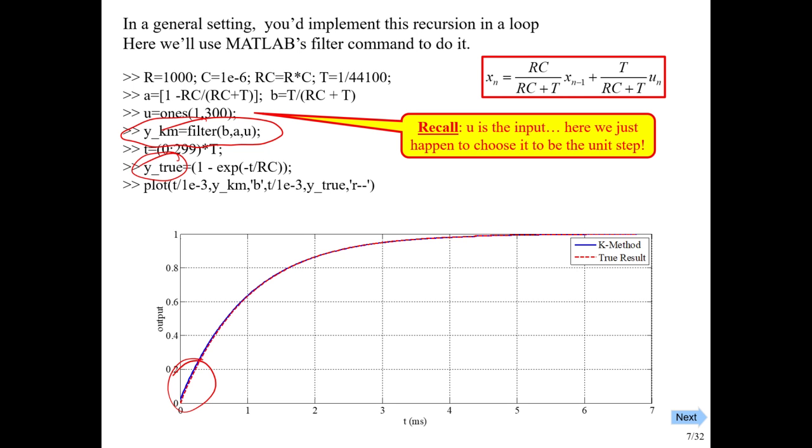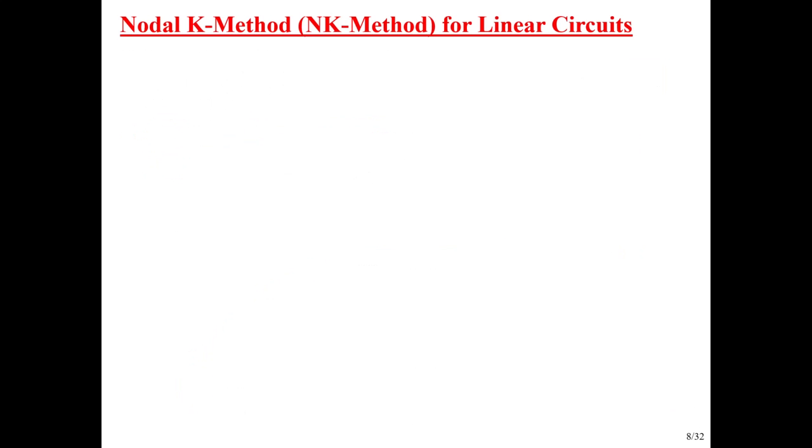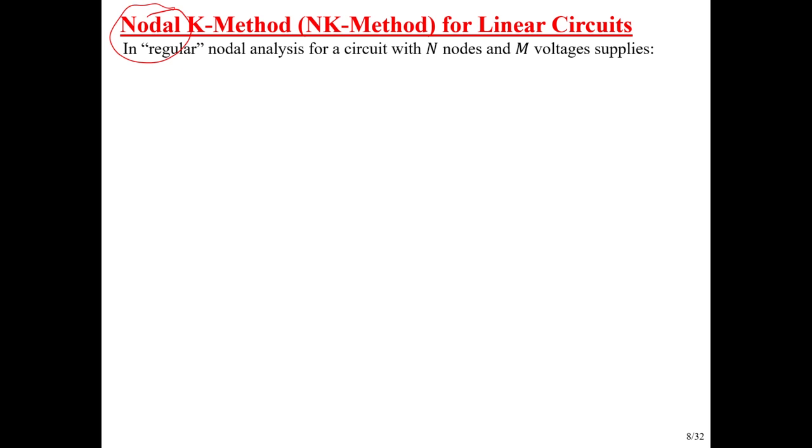But the challenge was we needed that state variable model. We needed the state space model. For this simple RC circuit, that was easy. We had that easily available. What if we don't? Well, that's where the NK method comes into play. The NK method is exactly like the K method, except it uses nodal analysis in a very systematic way to come up with the necessary state space model. There are other ways to get the state space model, but this is one way to do it.